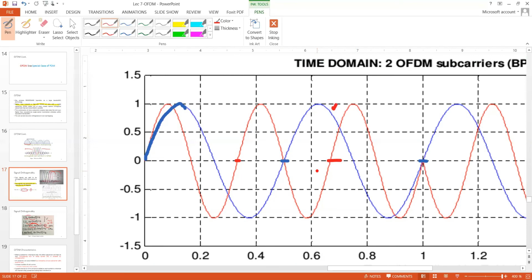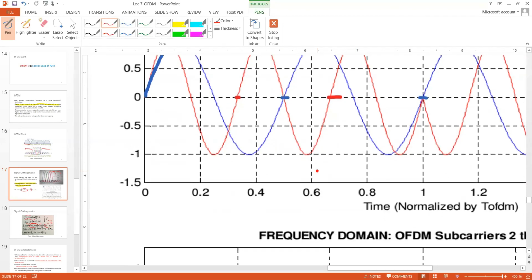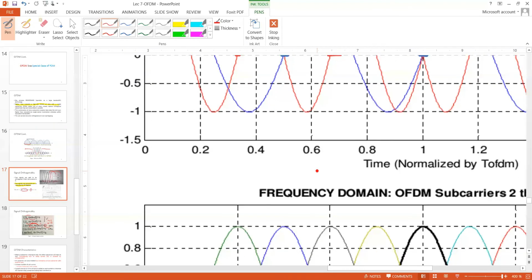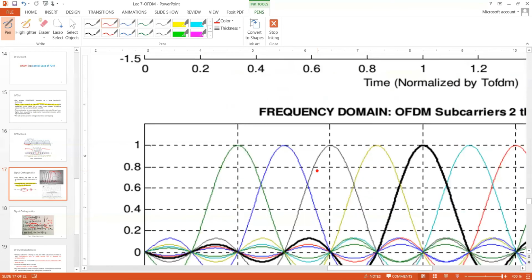So whenever a signal is the harmonic of its previous signal, it will be orthogonal in nature, or they will be orthogonal with one another.